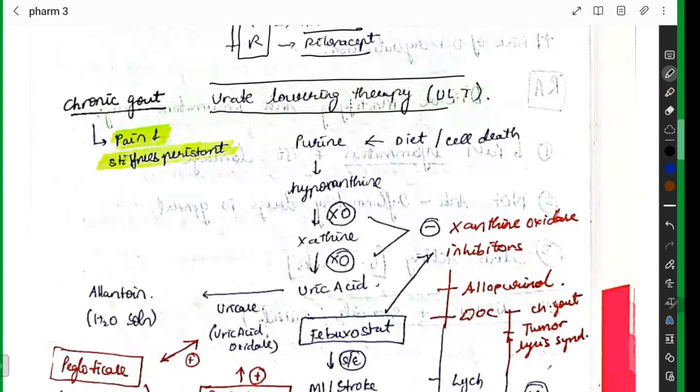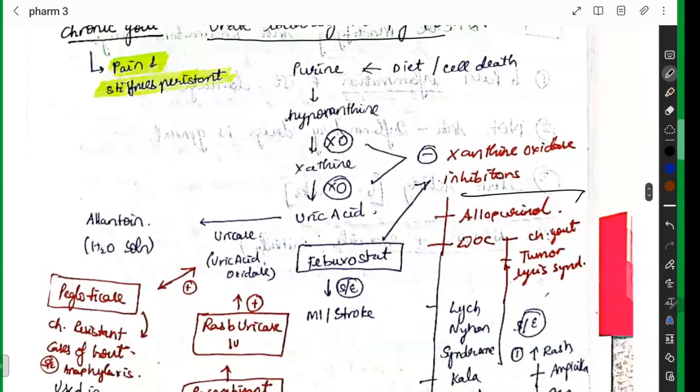So purine breaks down into hypoxanthine. Hypoxanthine breaks down into xanthine. Xanthine gets broken down into uric acid. This is what happens. So for that, what do you have? Xanthine oxidase enzyme. Now you want to inhibit this xanthine oxidase enzyme so that there is no conversion of purine into uric acid. What are those drugs? Allopurinol. Remember, allopurinol is the drug of choice in case of chronic gout.